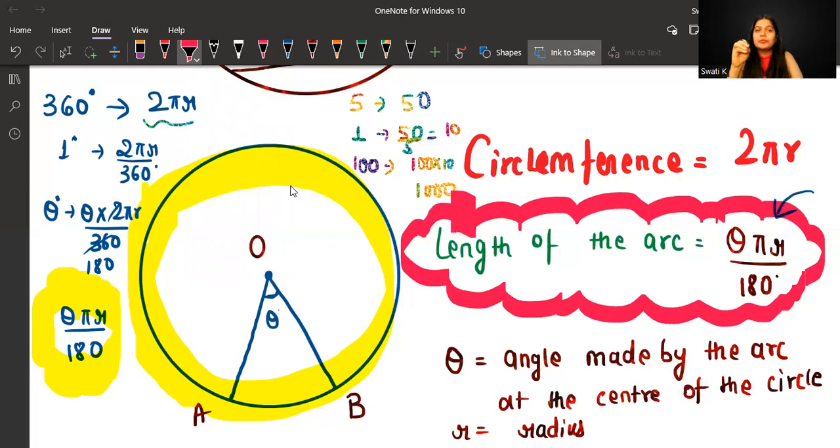You have to use 3.14 only. If the value of pi is mentioned as 22/7, don't use 3.14. Use 22/7 only. That is it. This is what I wanted to talk about.